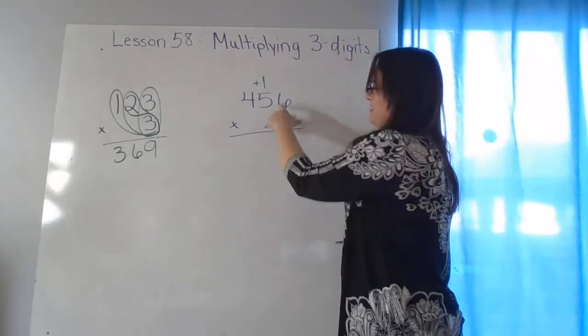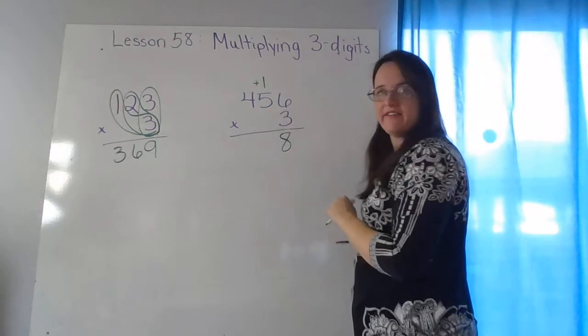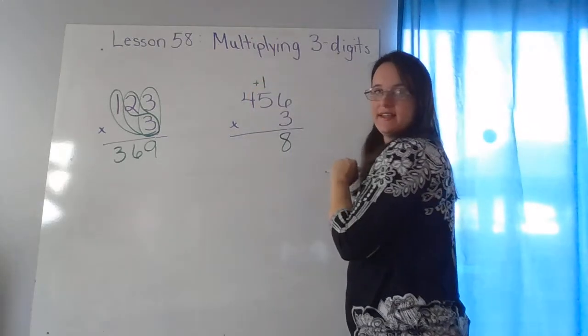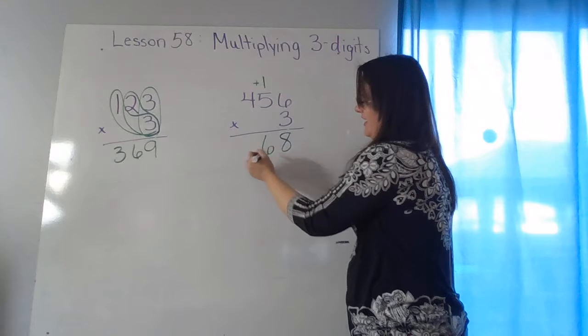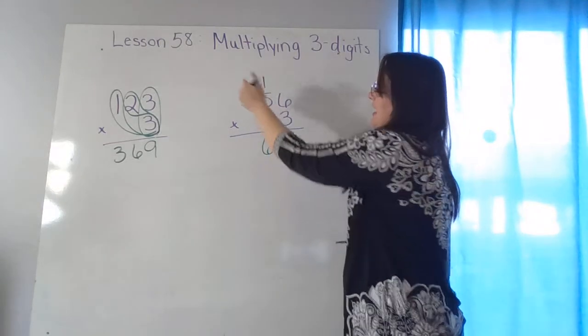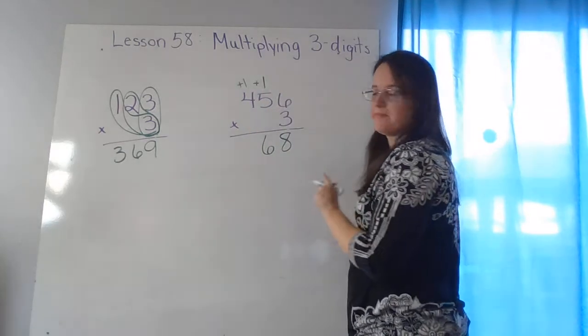So I've done my 3 times 6. Now I move over, I do 3 times 5. I've got 15 plus 1, so that's going to give me 16. Again, I put that 6 down here, and I'm carrying a 1, so I have to plus 1 over there.